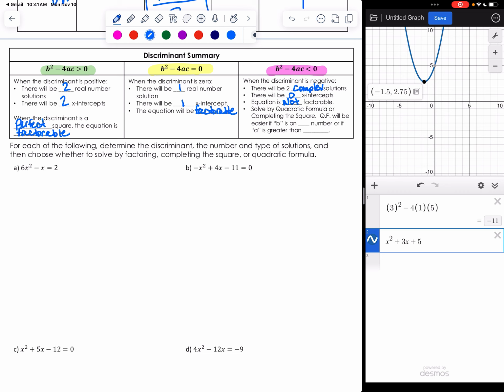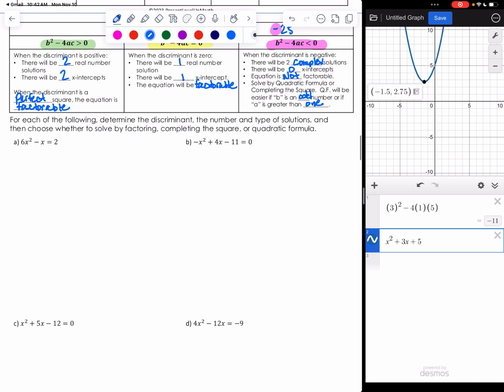So say I got a discriminant of negative 25. That's a perfect square, but because of that negative, you're not going to be able to factor it. That means your solutions are complex numbers. Okay, so you're going to solve these type of problems using either the quadratic formula or completing the square. However, the quadratic formula will always be easier if b is an odd number or if the a value is greater than 1. Okay, so the quadratic formula is usually my default.